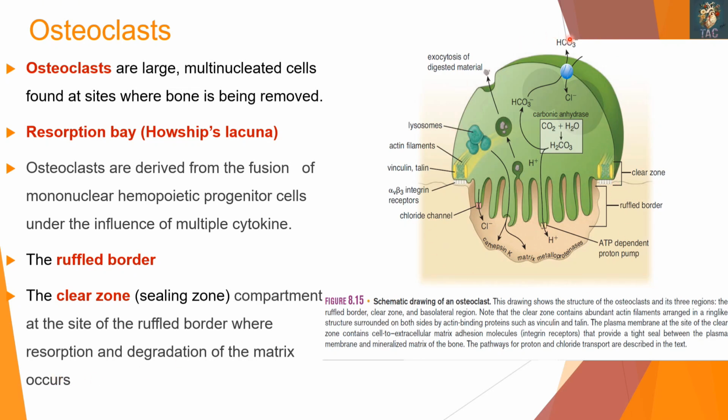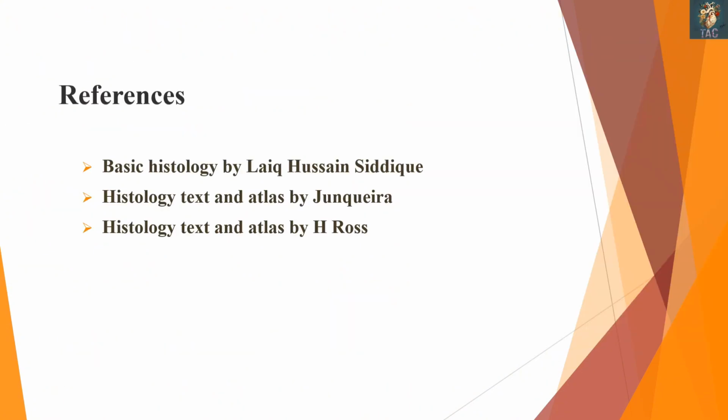It contains a large number of lysosomes, and this cell is activated by the cytokines which are released by the osteoblast. So these osteoblasts are activated by the hormones secreted by the parathyroid gland. These osteoblasts secrete cytokines, and these cytokines then activate the osteoclast. So remember, these osteoclasts do not directly have receptors for the parathyroid hormone. So they are activated by the cytokines, and upon activation they secrete lysosomal enzymes, and they cause the resorption of the bone.